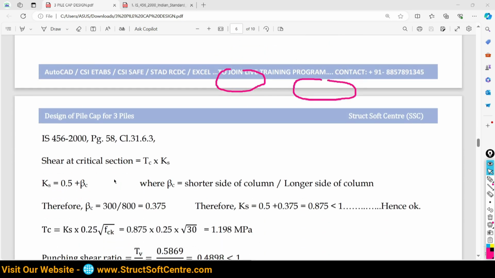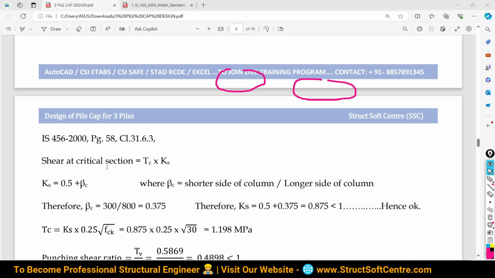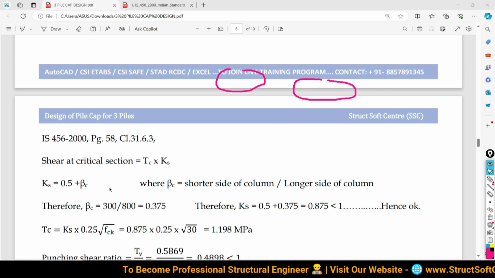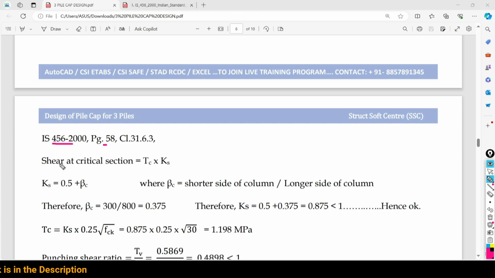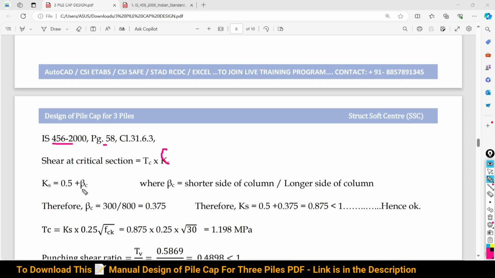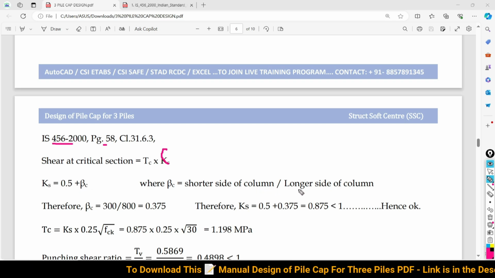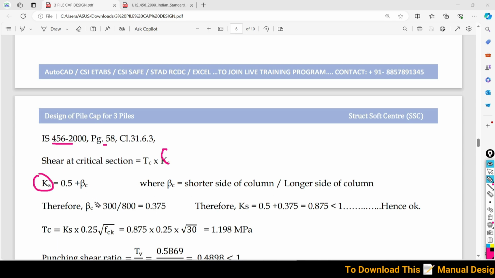Now we have to calculate the critical capacity of the section, meaning the actual capacity of your section to resist the shear. For the shear at the critical section, if you follow IS 456:2000, page number 58, clause number 31.6.3, you will get the formula to find the shear at the critical section as tau_c multiplied by ks, where ks is equal to 0.5 + beta_c, and beta_c is the shorter side of the column divided by the longer side of the column, and this ks value is limited to a maximum of 1.